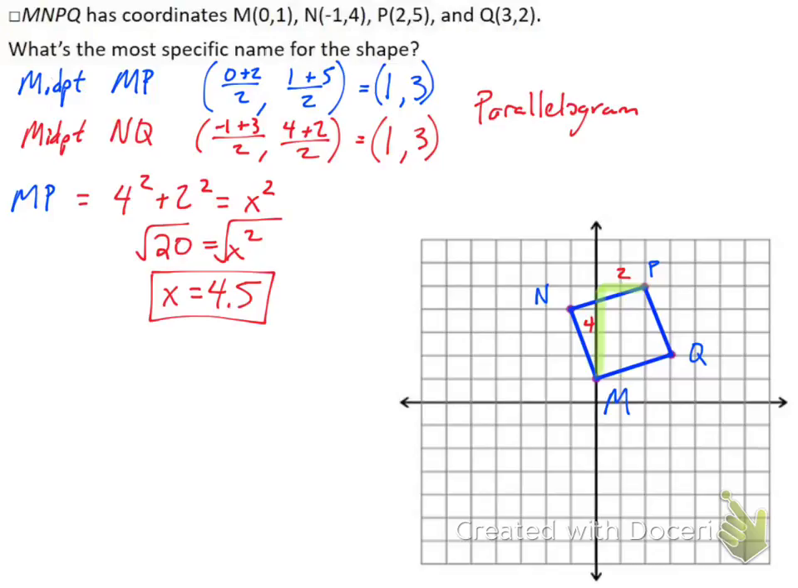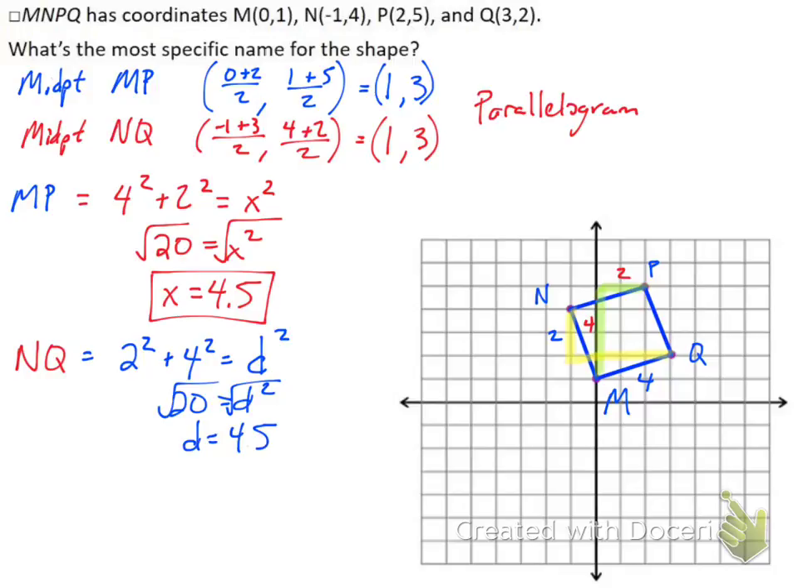Let's find the other diagonal, which is NQ. Same thing. I'm going down 2 and then right 1, 2, 3, 4. So 2 squared plus 4 squared is equal to d squared, or x squared, whatever you want to call it. Again, it's going to be 16 plus 4, which gives me 20. And again, take the square root of both sides, and that gives me that my distance is equal to 4.5. So I can see that the lengths of MP and NQ are the same, so I know it's a rectangle.